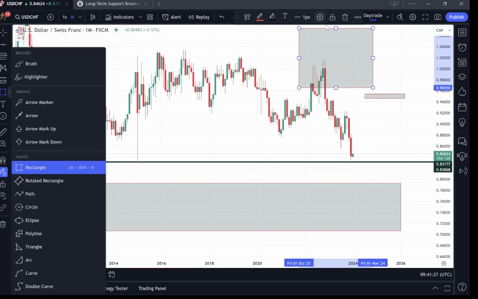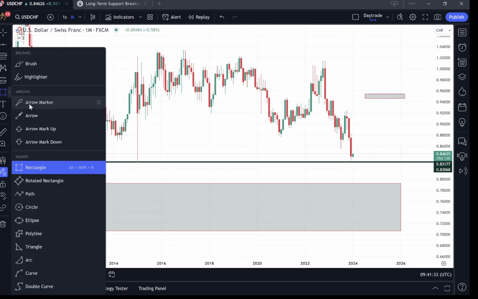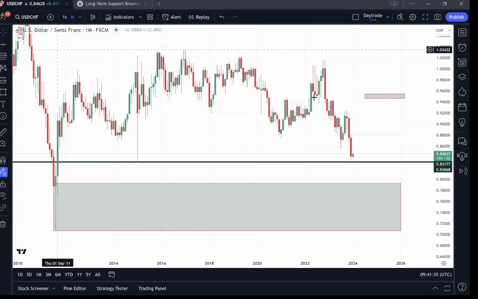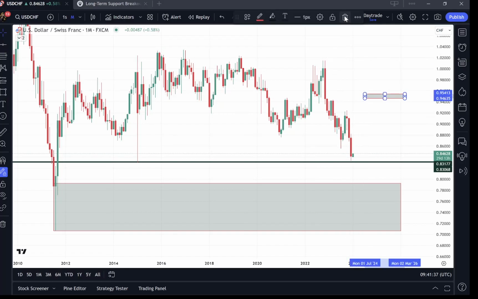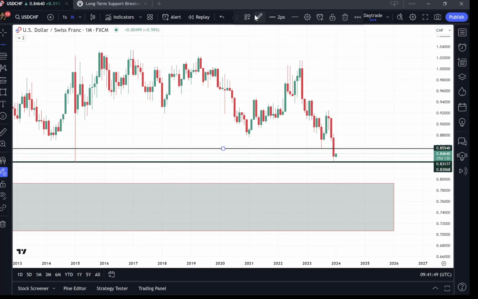We want to mark areas on the monthly to the upside. We've got this low that was taken out. This was the one that we rallied up from in July. That will be an area of interest. And then we have this newly created sell zone here.